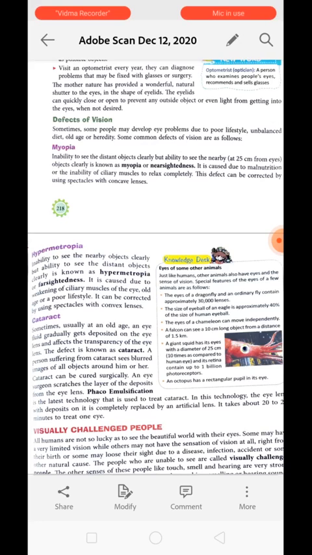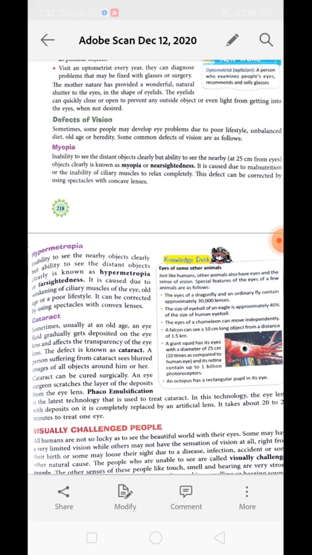Sometimes, usually at old age, the eye fluid gradually gets deposited on the lens and affects its transparency. Basically, cataract is caused due to the loss of transparency of the lens. Okay, this defect is known as cataract. A person suffering from cataracts sees blurred images of all the objects around them. Cataract can be cured surgically.